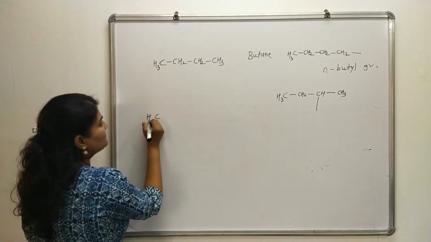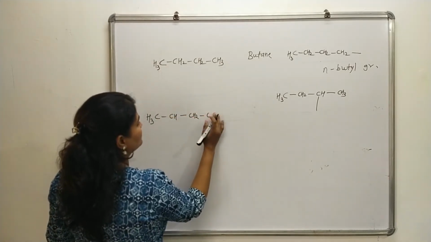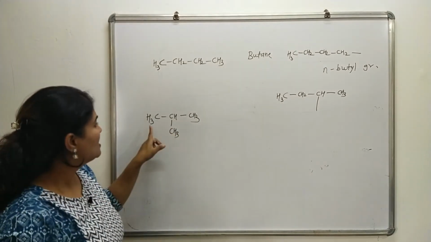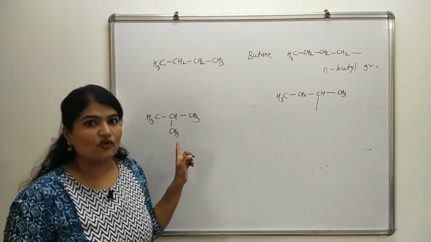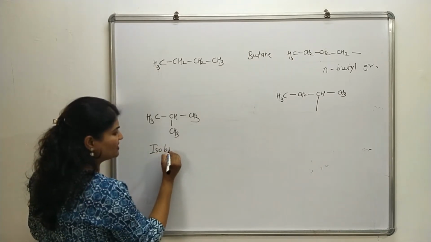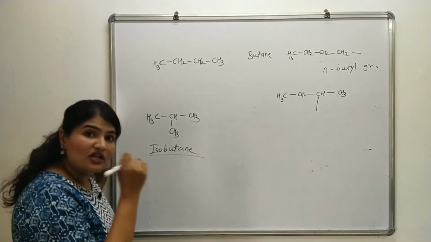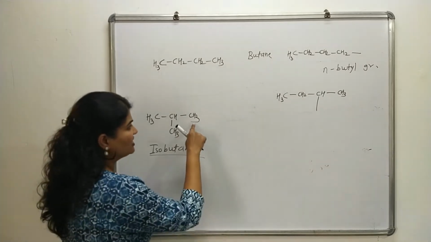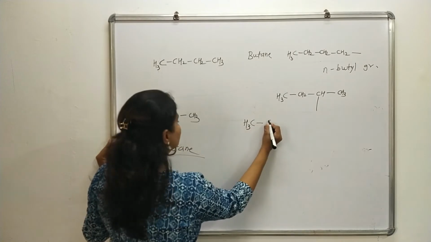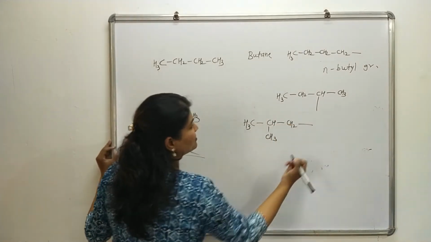Now see here. This is another possible structure for butane. Here the butane is in the form of a branched chain, and it is referred to as isobutane. This is a parent alkane, isobutane. So for isobutane, if I remove the terminal hydrogen, then what will I get? I will get a structure like this: CH, CH3, CH2 bond.